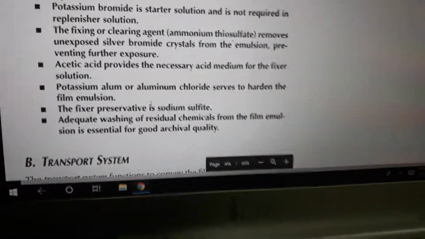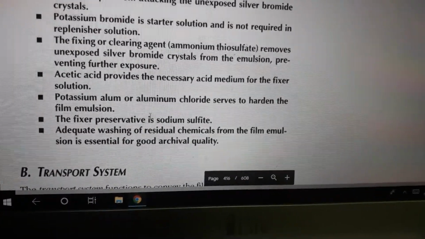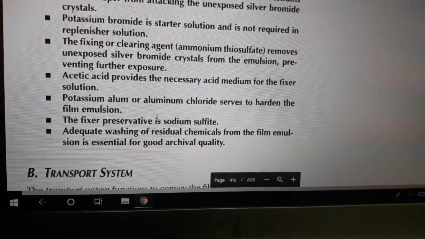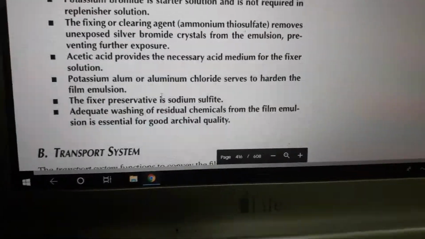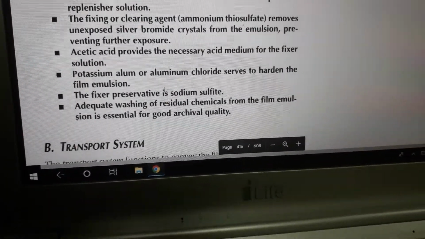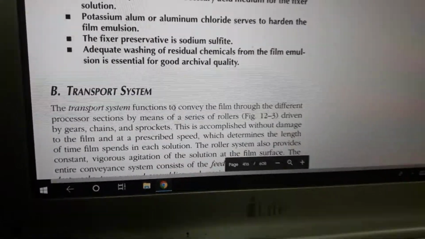Adequate washing of the residual chemicals from the film emulsion is essential for good archival quality.